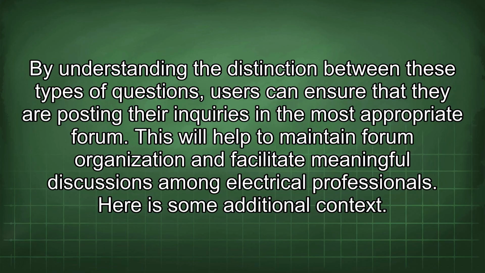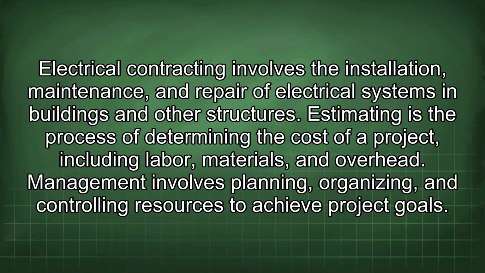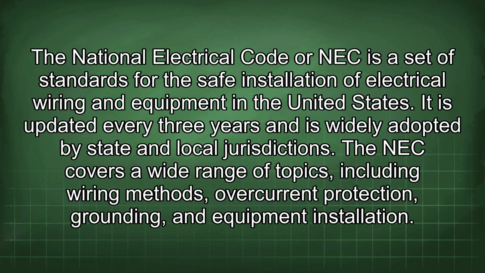Here is some additional context. Electrical contracting involves the installation, maintenance, and repair of electrical systems in buildings and other structures. Estimating is the process of determining the cost of a project, including labor, materials, and overhead. Management involves planning, organizing, and controlling resources to achieve project goals. The National Electrical Code, or NEC, is a set of standards for the safe installation of electrical wiring and equipment in the United States. It is updated every 3 years and is widely adopted by state and local jurisdictions.